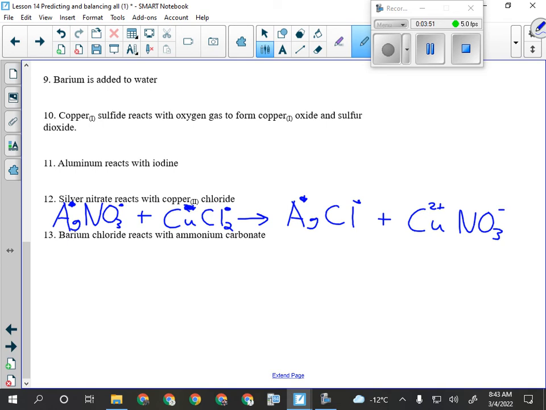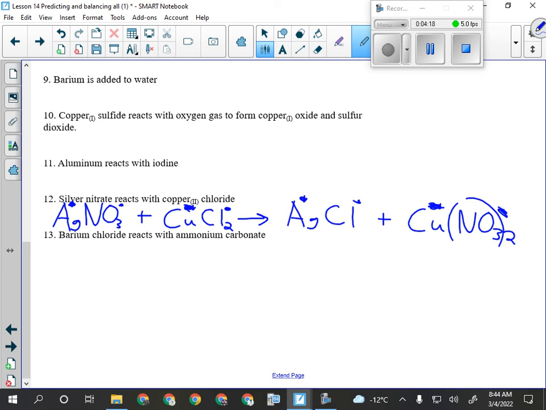So when I drop and swap a polyatomic ion, and it needs a number, I have to enclose that polyatomic ion in brackets. All right, so now I've done my drop and swap. There aren't any special elements in this reaction, so I don't have to worry about that. What's my last step? Keaton, what's my last step? I have to balance the whole reaction.